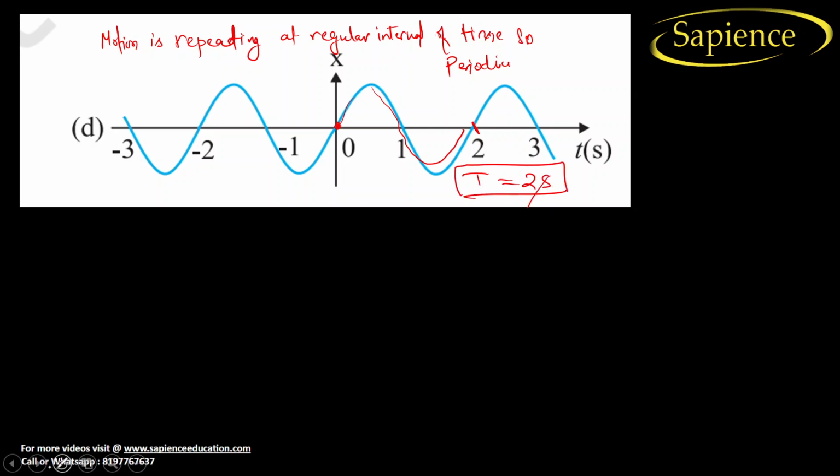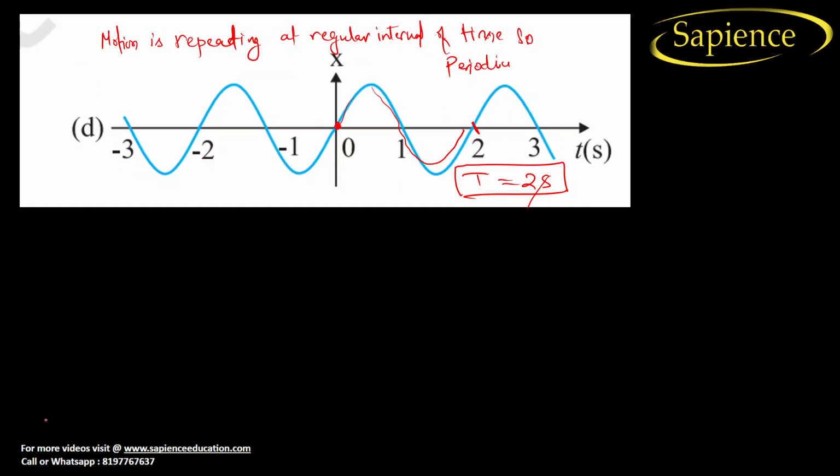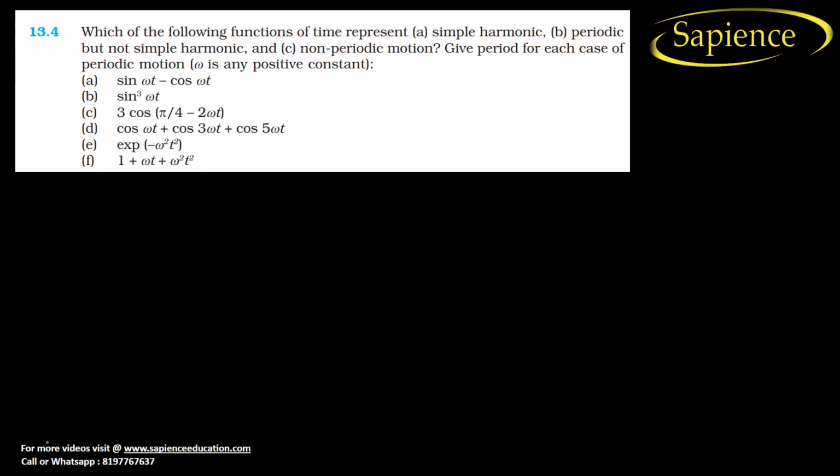Okay, so I hope you have understood this graph. Now let us do question number 13.4. Which of the following functions of time represent a simple harmonic motion? B, periodic but not S.H.M. C, non-periodic motion. Give the period for each case. Omega is any positive constant.